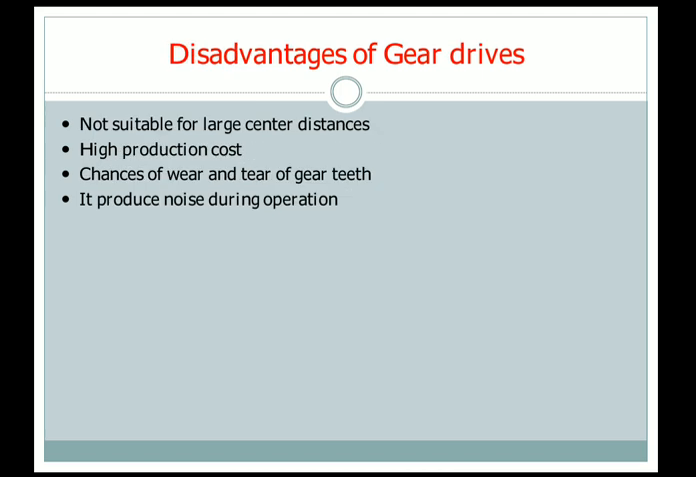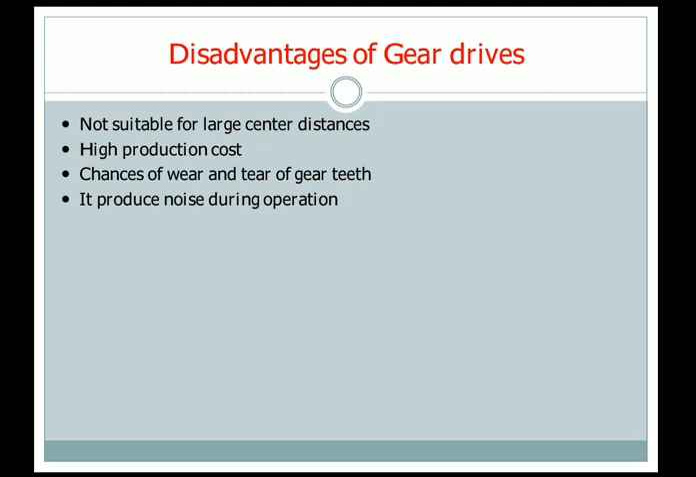Next, we shall see the disadvantages of gears. It is not suitable for large center distances. As I said earlier, if the center distance between the two axes of the shafts is far away, then we cannot use this mechanism or gear drives. High production cost: the production cost of gears is very high. That is, the manufacturing cost is high.